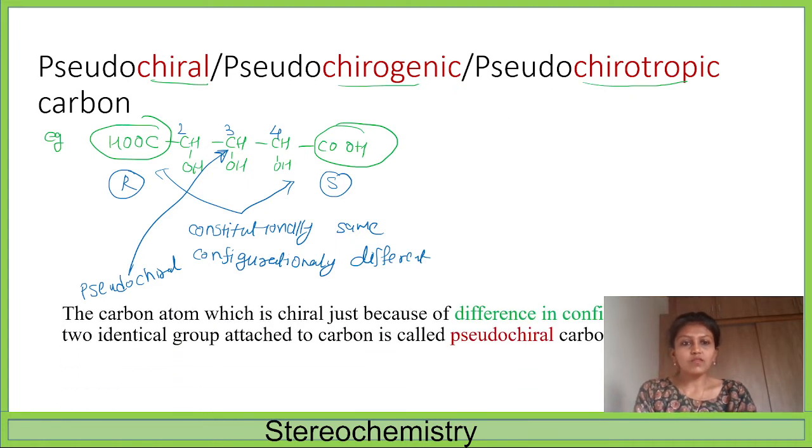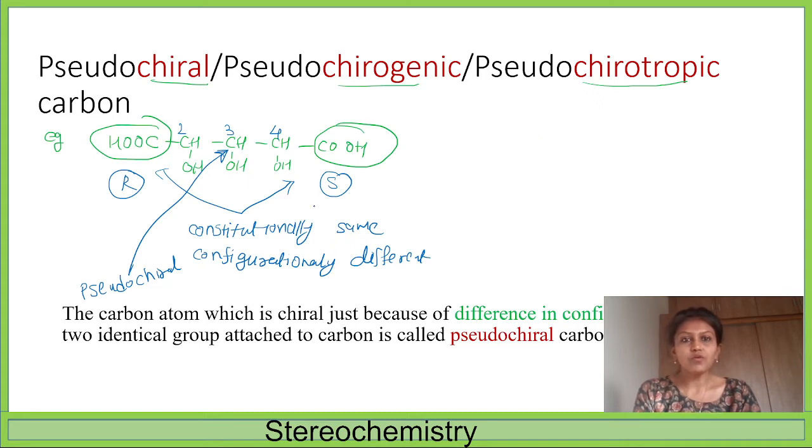So we can define pseudochiral carbon as a carbon atom which is chiral just because of a difference in configuration, one is R and one is S, between two identical groups. Both groups are identical, that is both are constitutionally same, attached to the carbon. It is known as the pseudochiral carbon, or pseudochirogenic or pseudochirotropic carbon. I hope you understand, right?